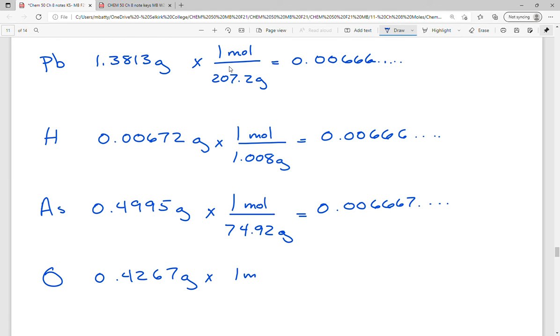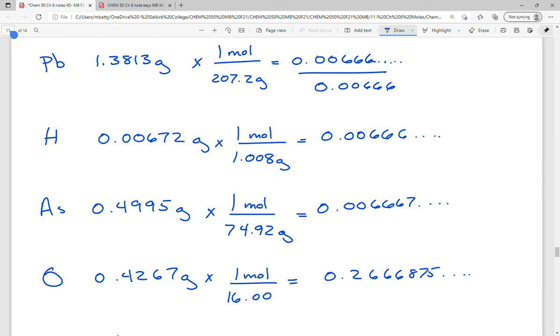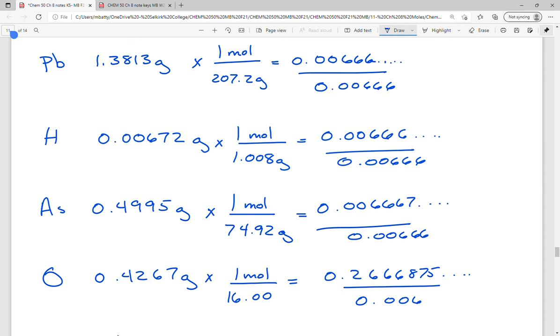And then oxygen, using the molar mass to convert to how many moles we have. Oh, it's a different number. So in all of these, what we want to do is divide by the smallest number. Hopefully I haven't put an extra 0 in here somewhere and messed something up for somebody. So in all of these, we end up with a 1.